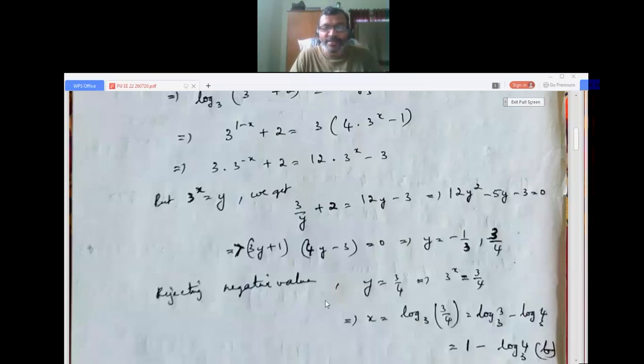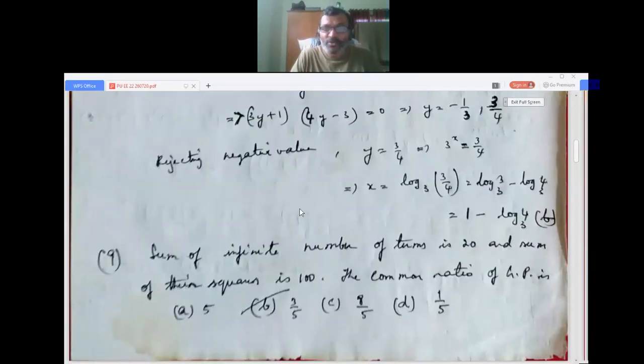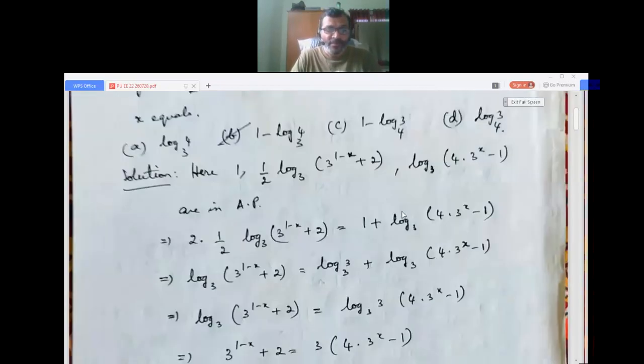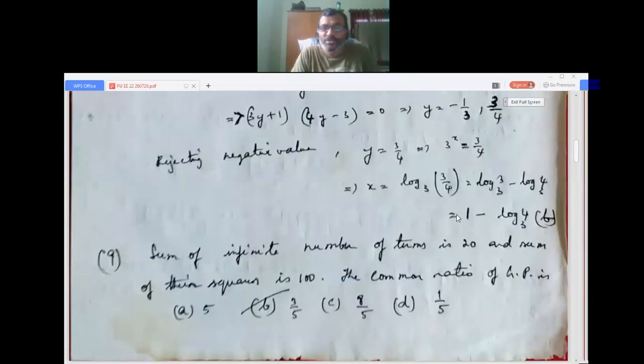Then I reject the negative value and take the positive value. y is equal to 3 by 4, because from here I took the positive value. But I have taken here y as 3 power x. So 3 power x equals 3 by 4.